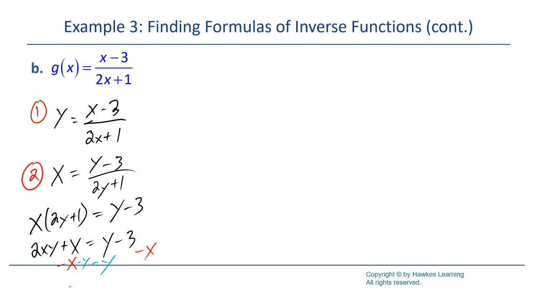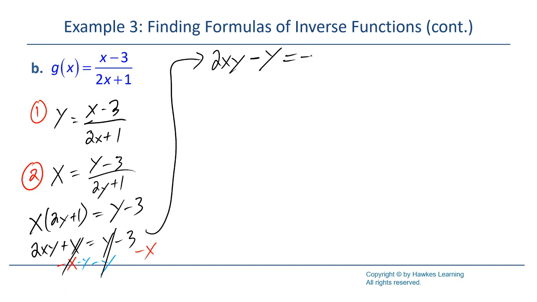The reason for that is, when I do that, those will cancel. Those cancel. And then I now have 2xy minus y is equal to negative 3 minus x.